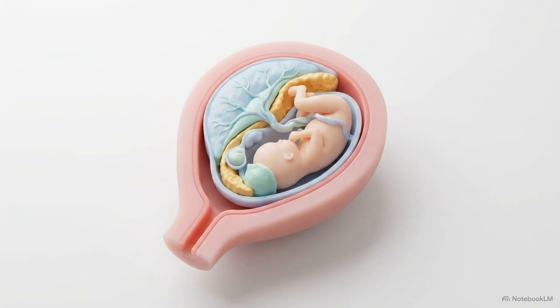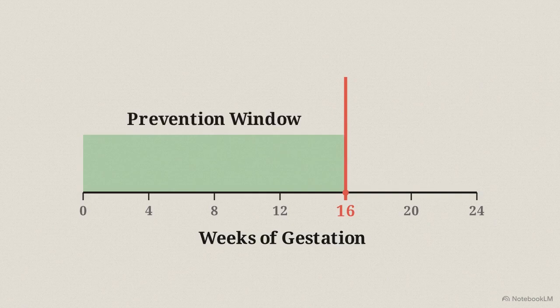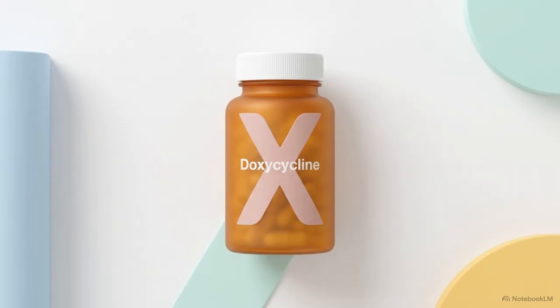Early maternal syphilis carries a massive transmission risk to the fetus. Prevention follows a rigid timeline. Maternal treatment must occur before the 16th week of gestation to prevent fetal damage. The pharmacological mandate here is absolute. Penicillin is the only option for pregnant patients. Alternative drugs like doxycycline are strictly contraindicated.